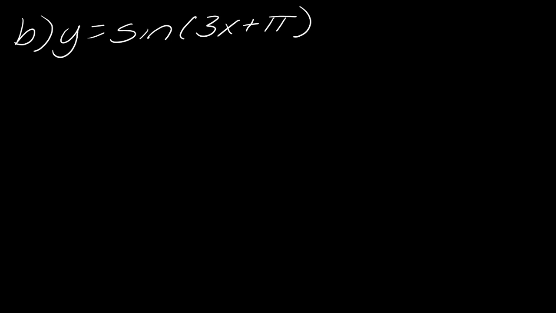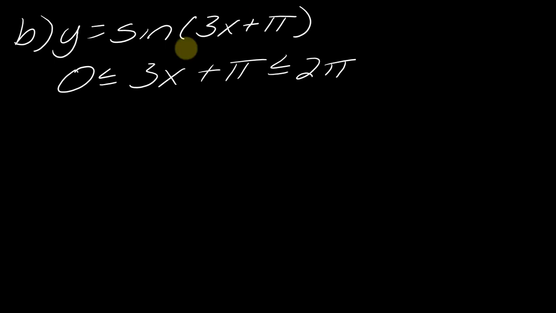Okay, so let's do that one more time with b here. So I've got y equals sine of 3x plus pi. So I just rip out the inside here. And when I do that, I'm going to get the 3-part inequality again of 0 is less than or equal to 3x plus pi is less than or equal to 2 pi. So you always set this in between 0 and 2 pi. You go through and you solve.